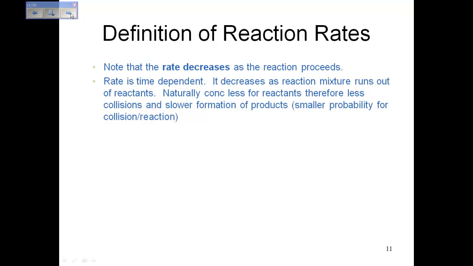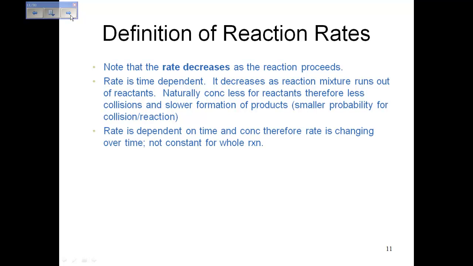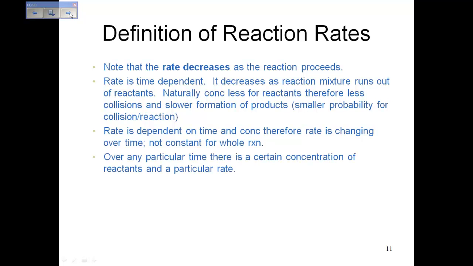Rate is dependent on the change in concentration. Therefore, rate is changing over time. It is not constant for the whole reaction. Concentration affects the rate. As the concentration is changing, the rate will change as well. So it's not constant. It is changing over time. So rate is time dependent, and it is also dependent on concentration. Over any particular time, there is a certain concentration of reactants and a particular rate.